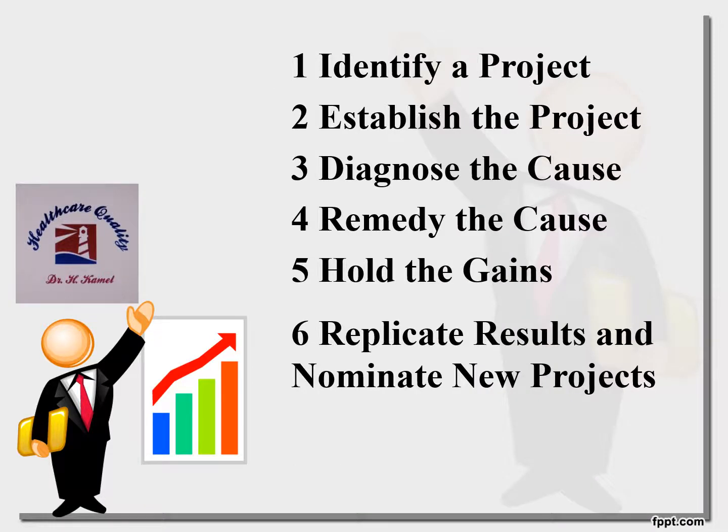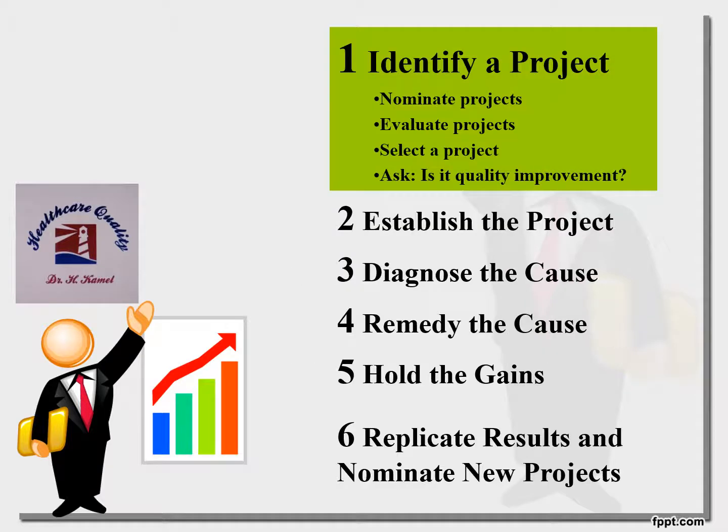Steps in the quality improvement process are, in general: 1. Identify a project. 2. Establish the project. 3. Diagnose the cause. 4. Remedy the cause. 5. Hold the gains. 6. Replicate results and nominate new projects. For the first step, identify a project, please refer to the second video of this series.